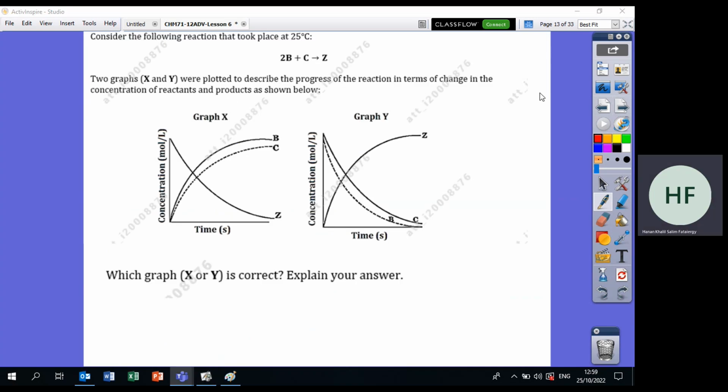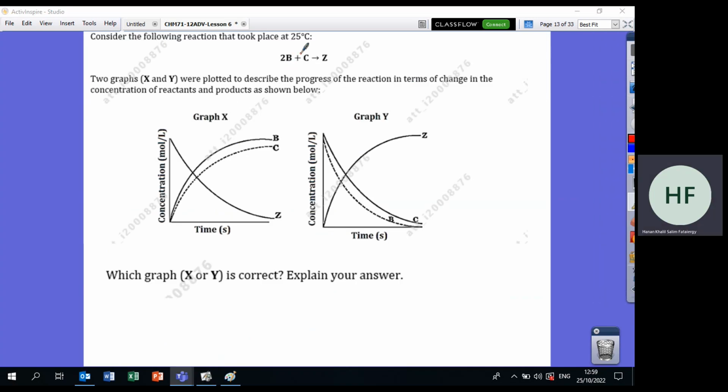Now this question is from last year's exam questions. You have 2B plus C giving you Z. The graphs were plotted. Which graph is correct? Explain your answer. I want you to pause the video now and answer this question.